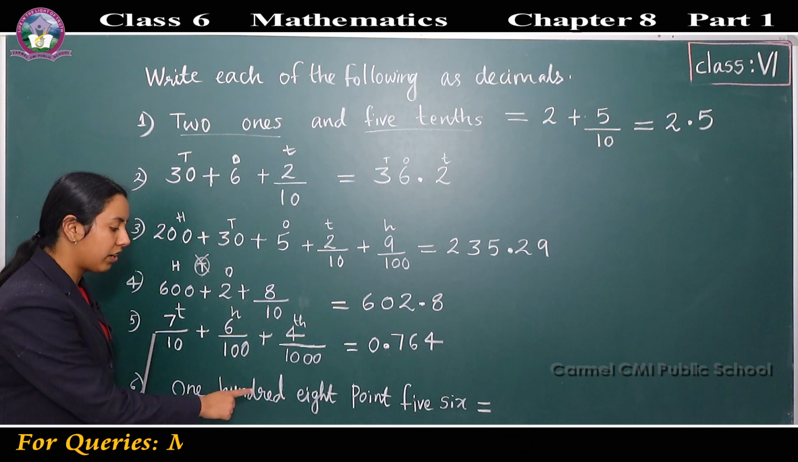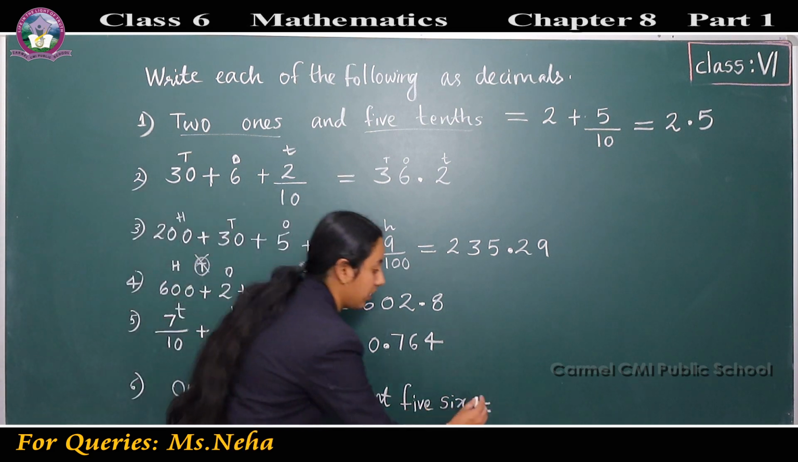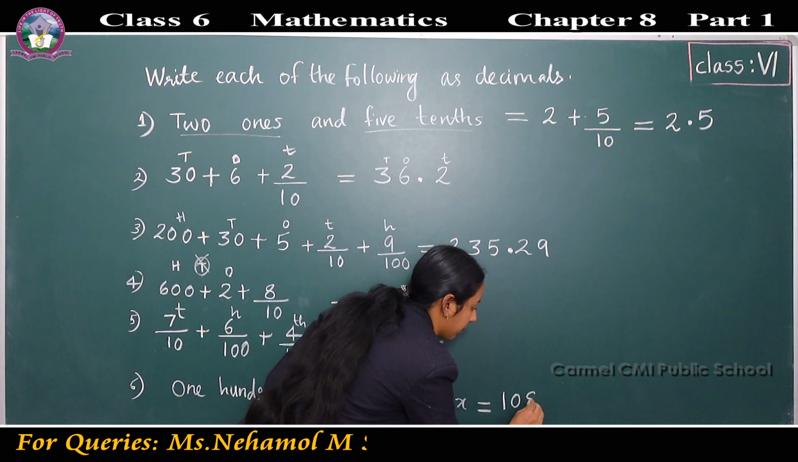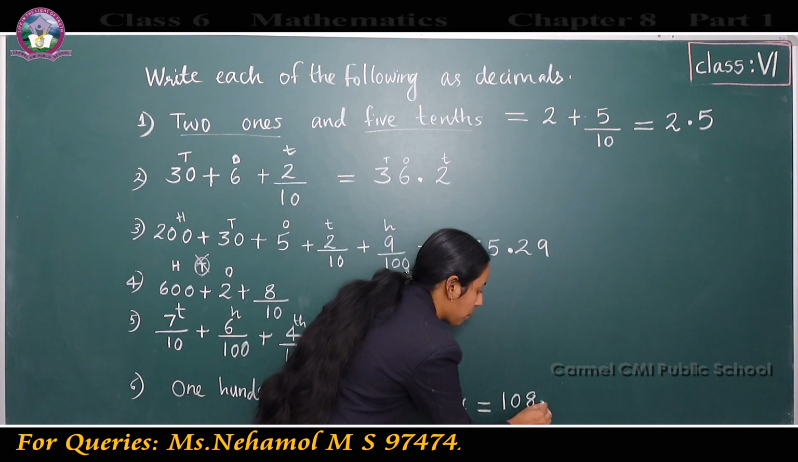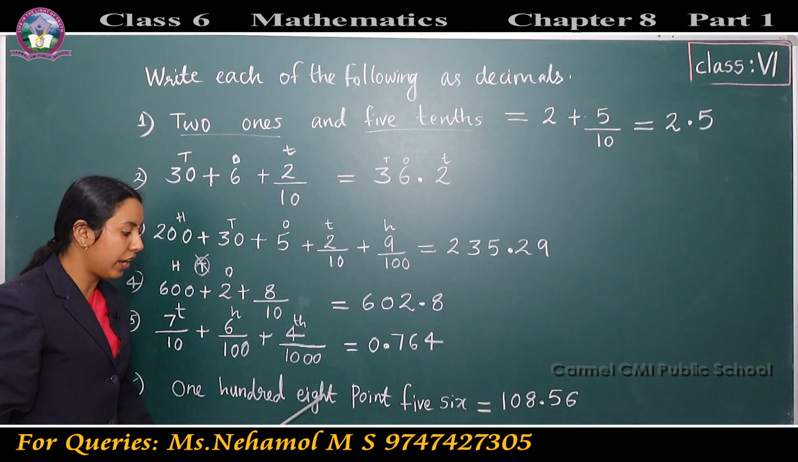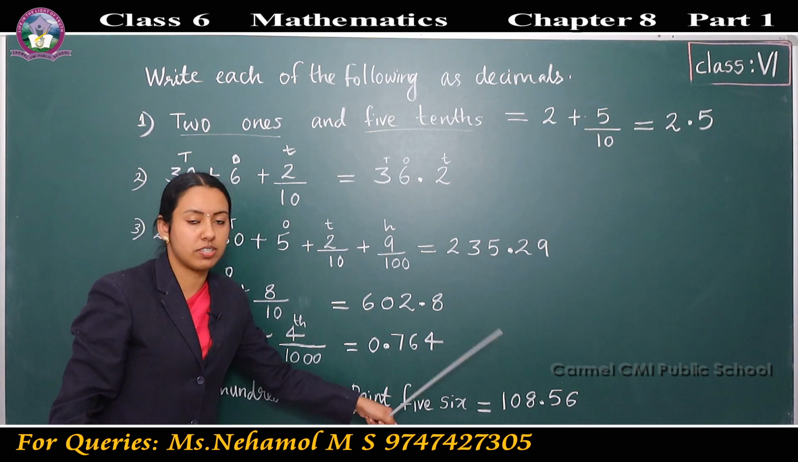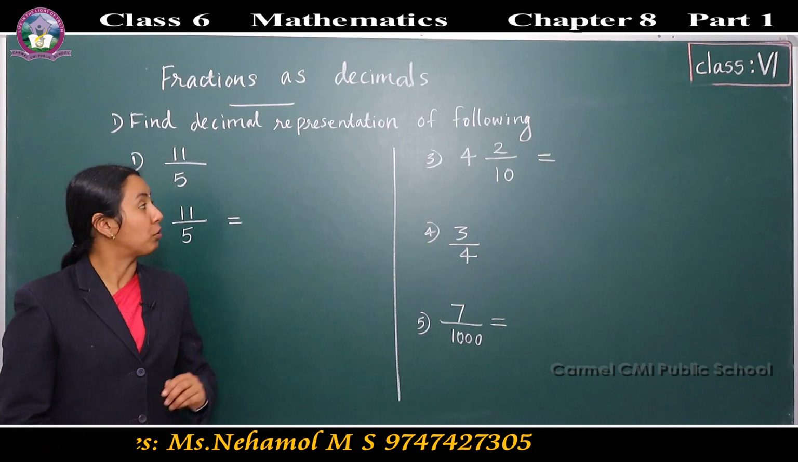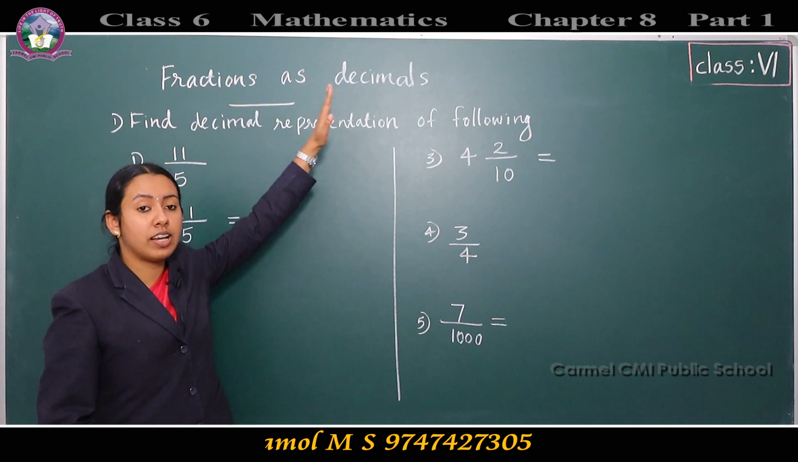Next one, 108.56. How can we write it? 108. That is the whole part. 0.56. 108.56. Next topic, fractions as decimals.